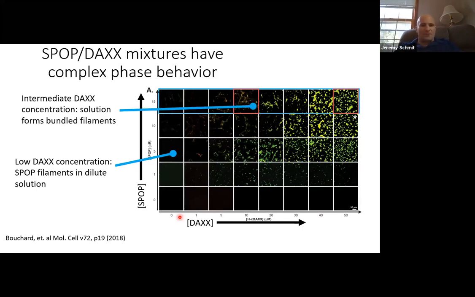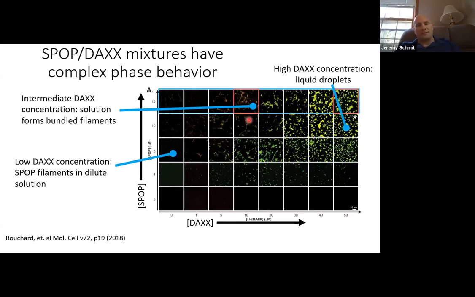And so this would be something that looks to me like a gas or a vapor of SPOP. As we start to introduce DAX into the system, or Jill introduces DAX to the system, what you see is a gel-type network showing up here. We've got this sort of fibrous network. And then as you add more DAX to the system, the gel dissolves and you form these liquid droplets here.